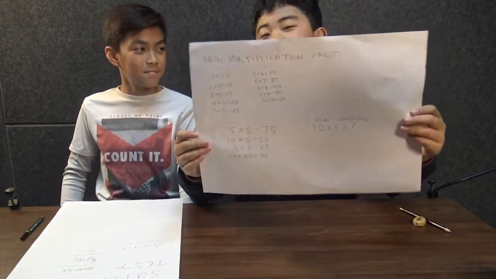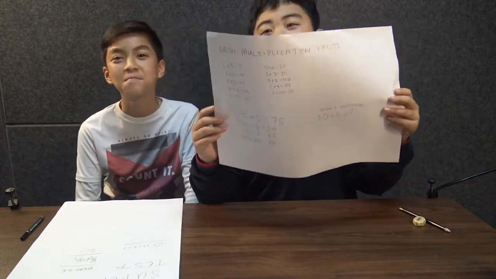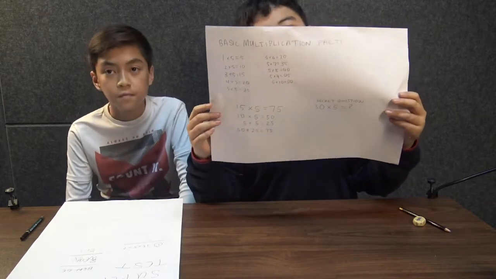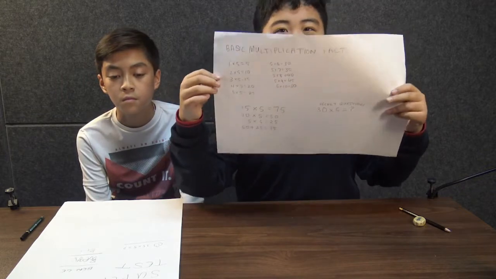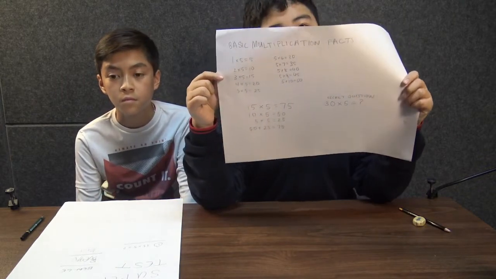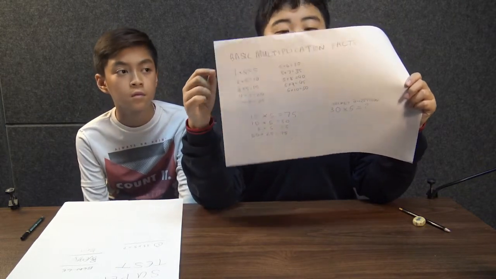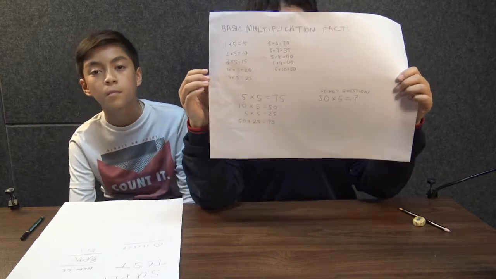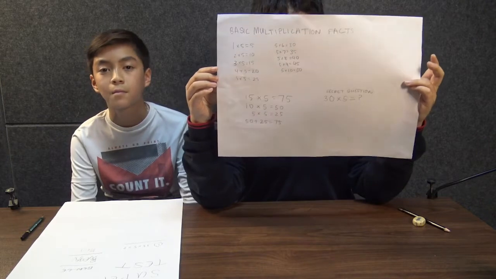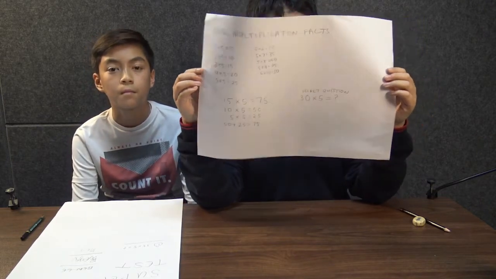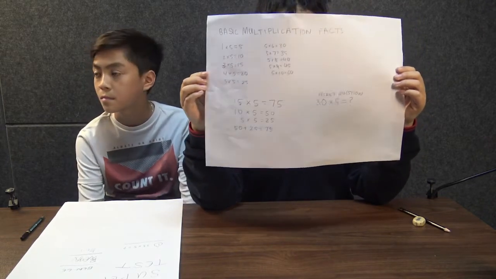Basic multiplication facts. 1 multiplied by 5 equals 5. 2 multiplied by 5 equals 10. 3 multiplied by 5 equals 15. 4 multiplied by 5 equals 20. 5 multiplied by 5 equals 25. 5 multiplied by 6 equals 30. 5 multiplied by 7 equals 35. 5 multiplied by 8 equals 40. 5 multiplied by 9 equals 45. And 5 multiplied by 10 equals 50.